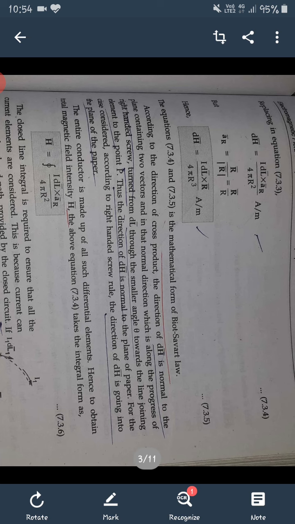So the entire conductor is made up of all such differential elements. Hence, to obtain total magnetic field intensity H of the entire length, the above equation 7.3.4, which gives dH, takes the integral form. Now if I want to find the total, H equal to closed line integral of I dL cross AR by 4 pi R square.